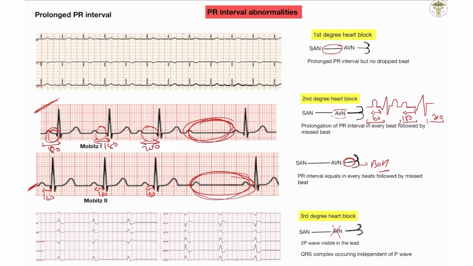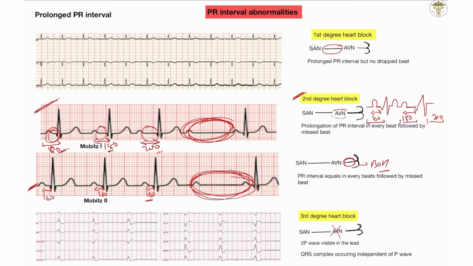There is no difference in the PR interval in Mobitz second, but in Mobitz first you will see the PR interval increases, and a missed beat is present in both types of second degree heart block. So this is the second degree heart block.